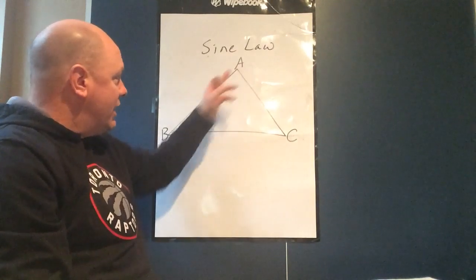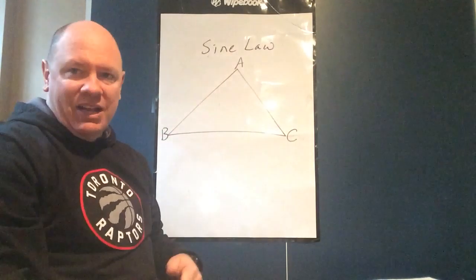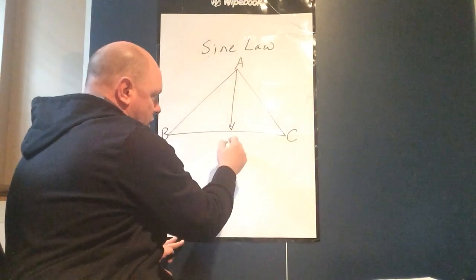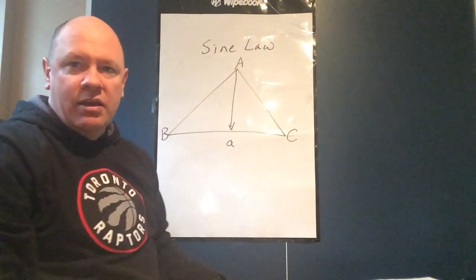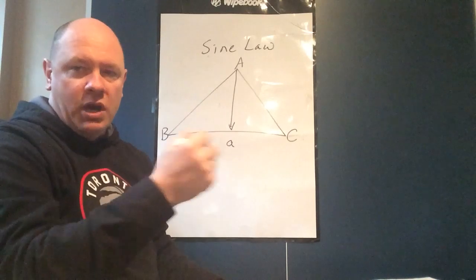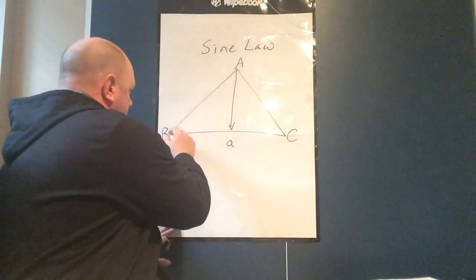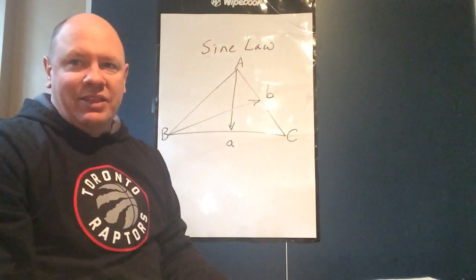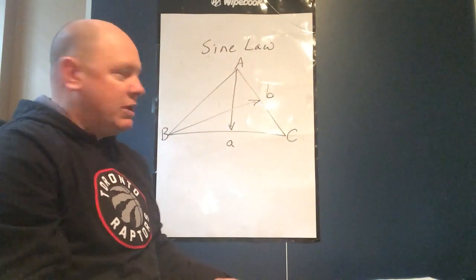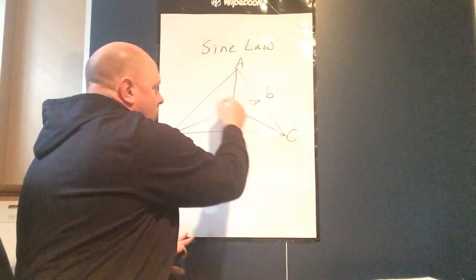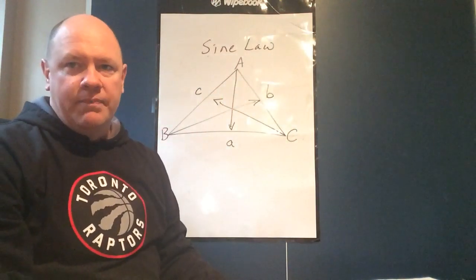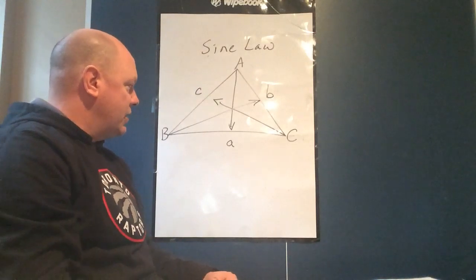Now remember, capital letters are indicated as angles. So what we want to do is draw a line directly across and make the little letter a to indicate the side length across from angle A. Again, for B, I want to do the same thing. The side length across from angle B is little letter b, and the last one we have here is little letter c in this format. Okay, so those are some things we're looking at.